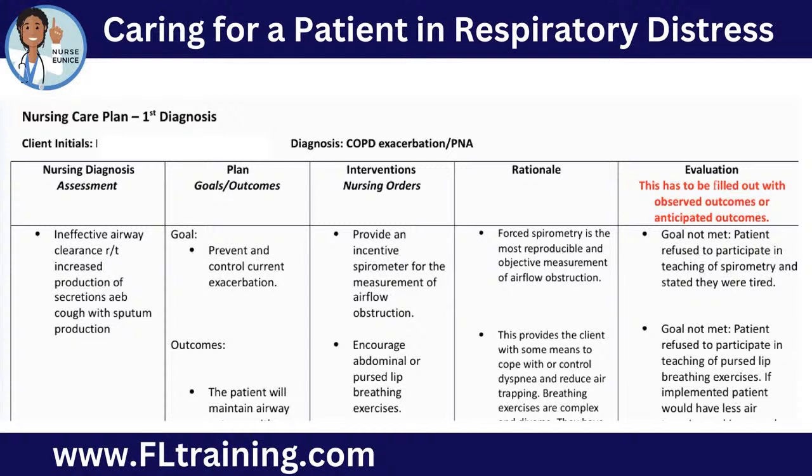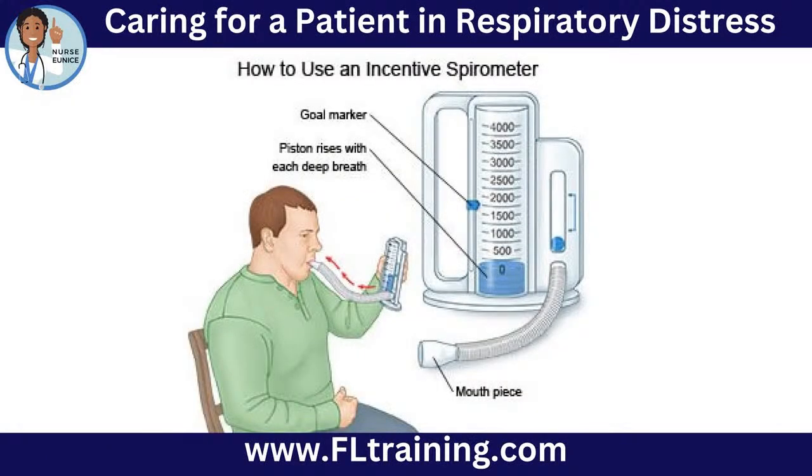But let's go all the way down to the center where it says the nursing intervention. This is where you're going to help. It says provide a spirometer for the measurement of airflow obstruction. And at the very end where it says evaluation, this says goal not met because patient refused to participate in the teaching of spirometry and stated that they were tired. So this is ongoing. Just because the goal wasn't met today doesn't mean that tomorrow will not be different. So we always provide education and reassurance.